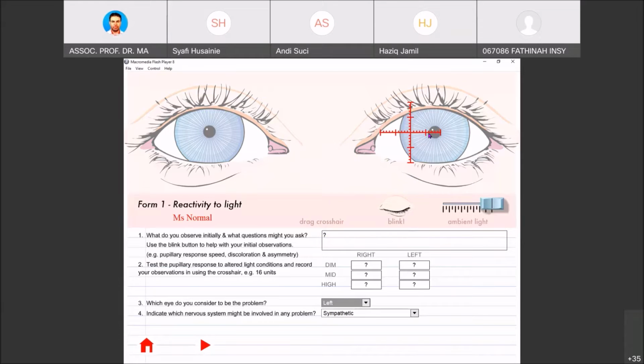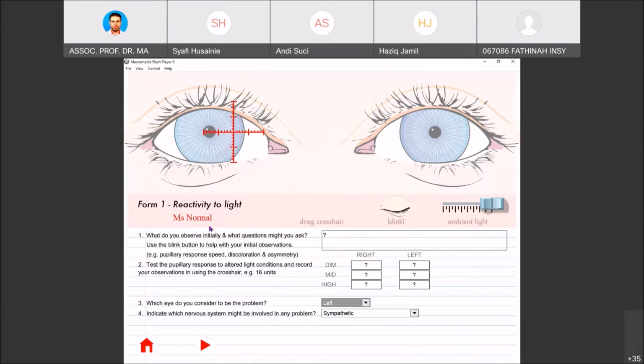Can you tell? Wait, Prof. I'm trying to count it. Okay, just the pupil, not the whole eyeball. Just the pupil, the black one. 4 units. Okay. So we're going to measure this one, and we're going to compare it to the other side. So the other side is how much? Also 4 units. So that's why this is Miss Normal.